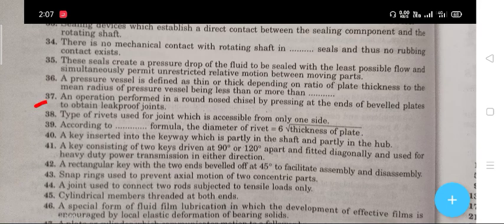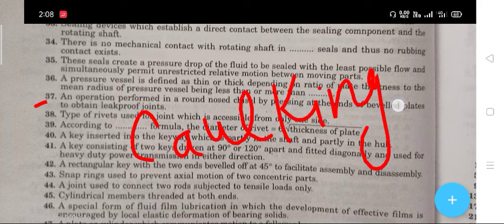Question 37 कह रहा है कि an operation performed with a round nose chisel by pressing at the ends of beveled plates to obtain leak proof joints. What is the right answer? The right answer is caulking.